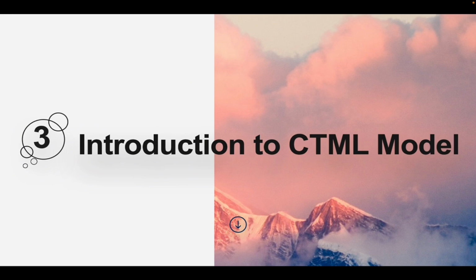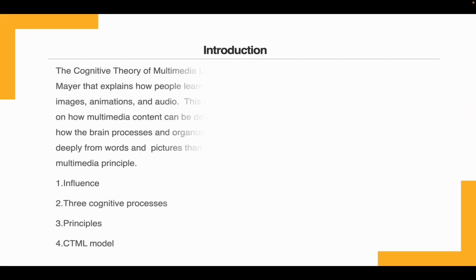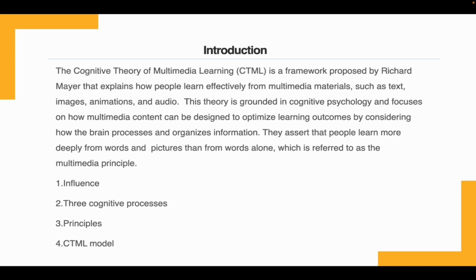3. Let's look at Introduction to CTML model. The cognitive theory of multimedia learning is a framework proposed by Richard Mayer that explains how people learn effectively from multimedia materials, such as text, images, animations, and audio. This theory is grounded in cognitive psychology and focuses on how multimedia content can be designed to optimize learning outcomes by considering how the brain processes and organizes information. They assert that people learn more deeply from words and pictures than from words alone, which is referred to as the multimedia principle. And in this part, I will introduce influence, 3 cognitive process, principles, and CTML model.